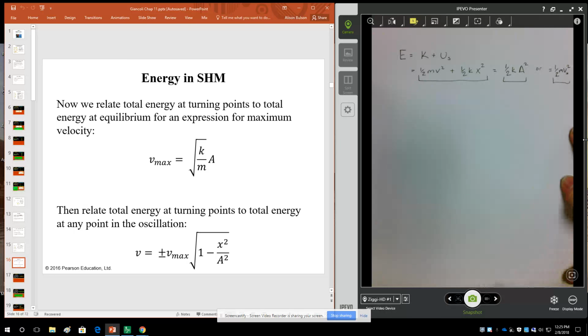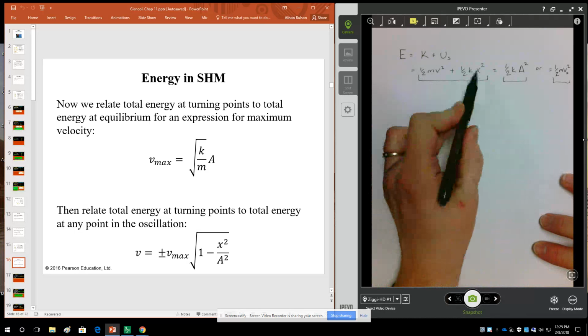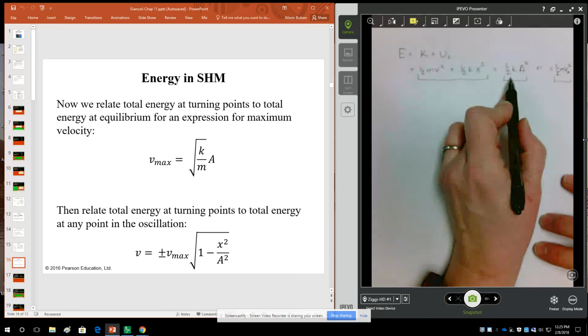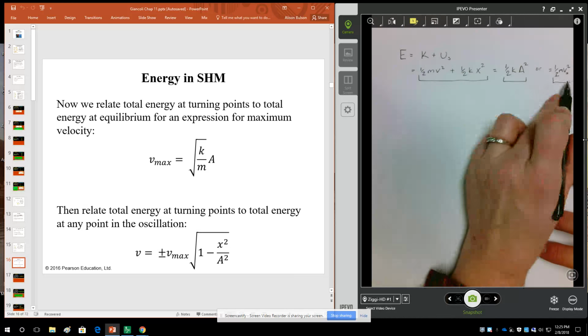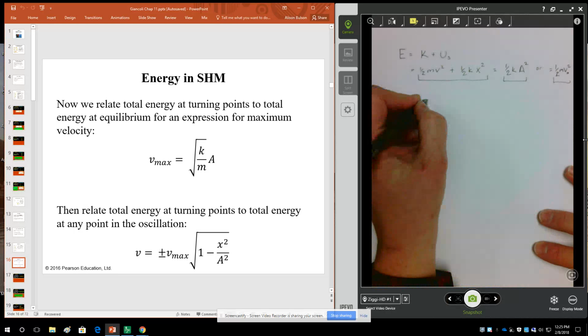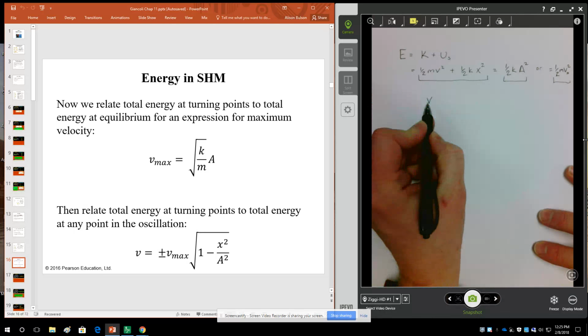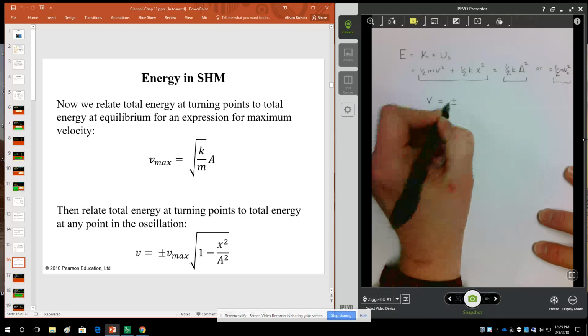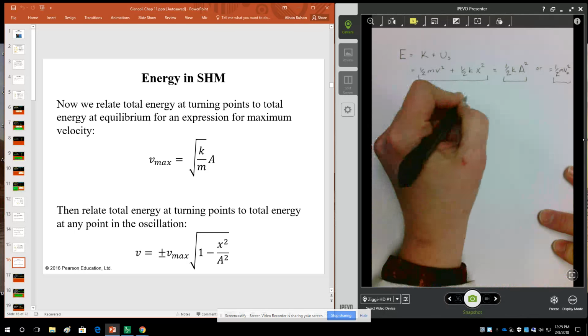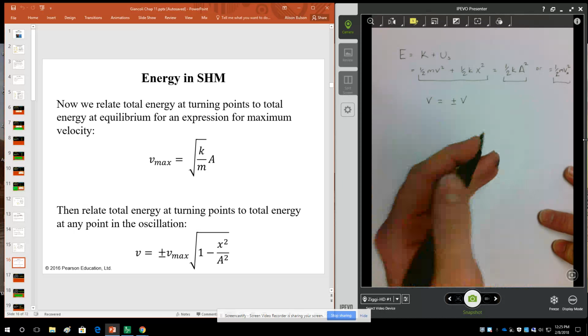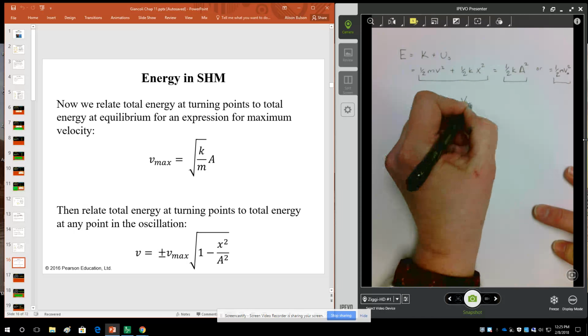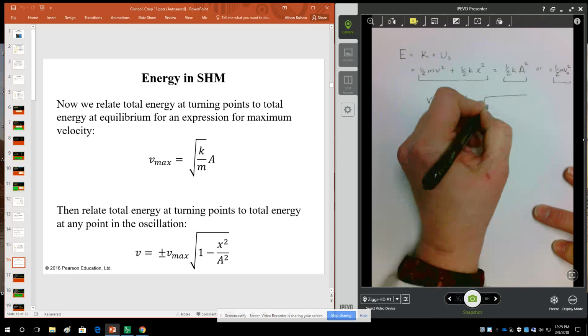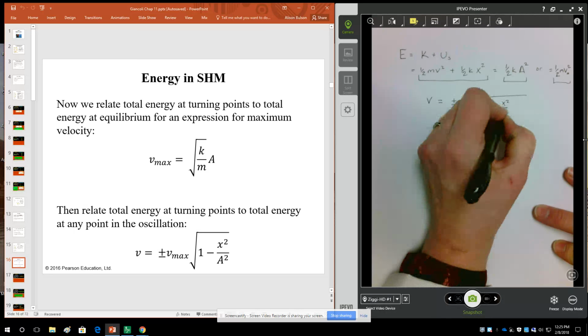So I can relate that total energy at the turning points to the total energy at any point in the oscillation. I think I'll go ahead for time's sake and skip the derivation, but once I've related my equation for total energy at any point to the energy held at the end point and then substituted for maximum velocity, I'll end up with a velocity at any point in the cycle equal to plus or minus, because it could be going to the right or to the left, and that to the right or to the leftness is symmetric about the equilibrium position, v max times the square root of 1 minus x squared over A squared.